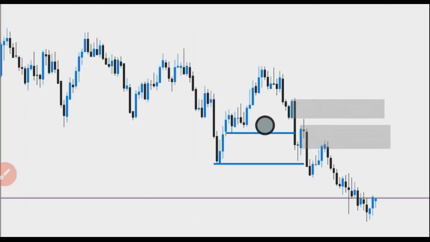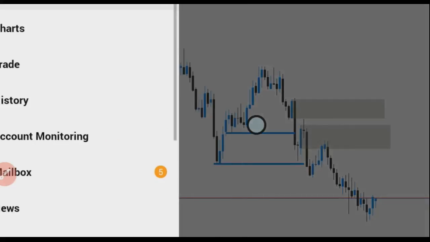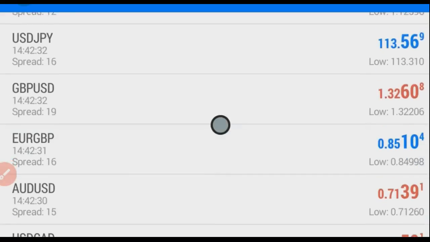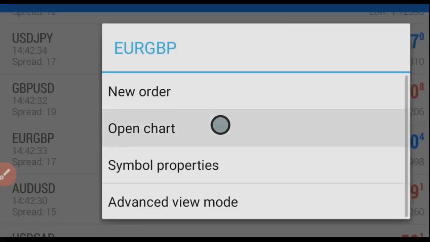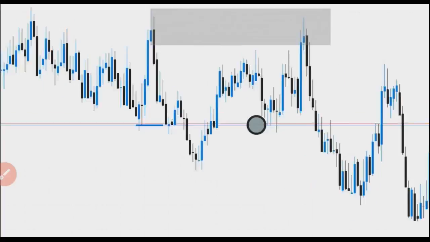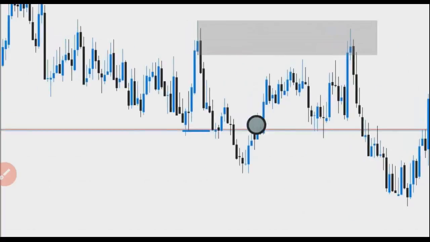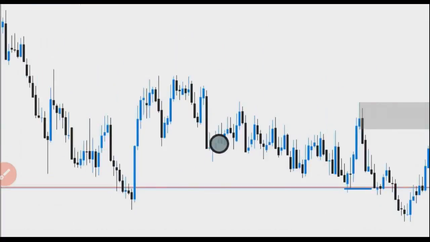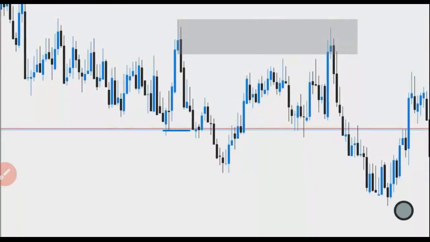All right? Now, let's see if we can get one more example. I don't intend to make this video long. I want to make it very, very short, but very powerful. All right? Now, here is another one. Euro GBP. Take a look. What is the directional bias? As you can see, we are in a bearish move. All right? We are in a bearish move.